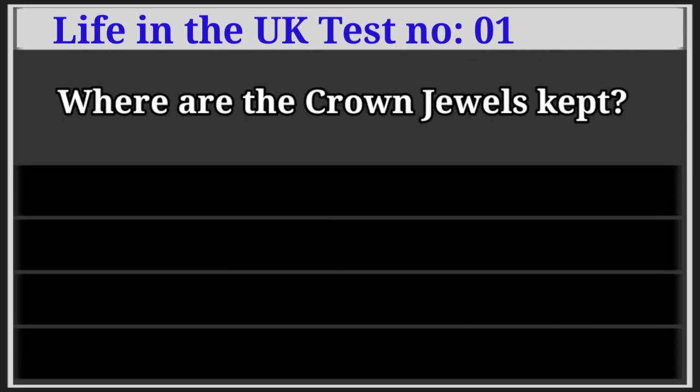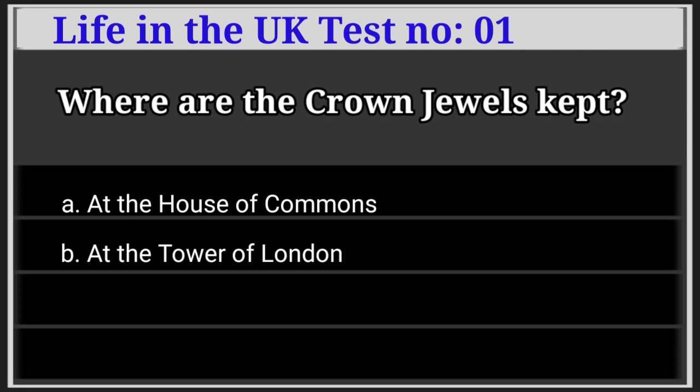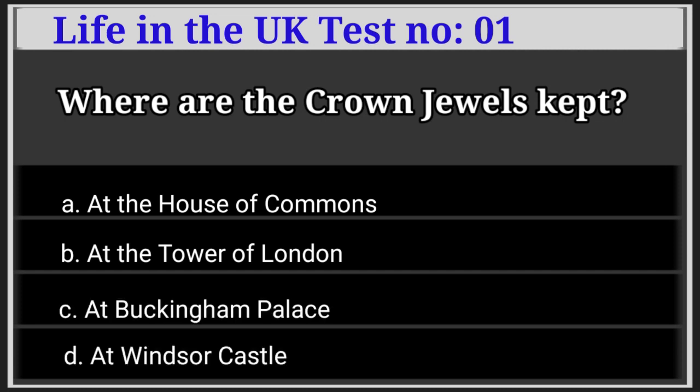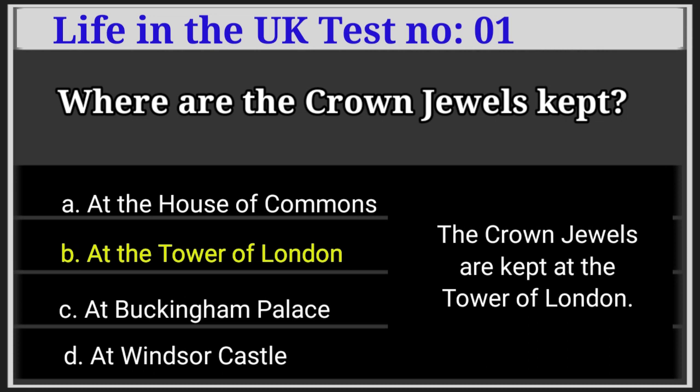Life in the UK test. Question 10 of 24. Where are the crown jewels kept? A. At the House of Commons. B. At the Tower of London. C. At Buckingham Palace. D. At Windsor Castle. The correct answer is B. At the Tower of London. The crown jewels are kept at the Tower of London.